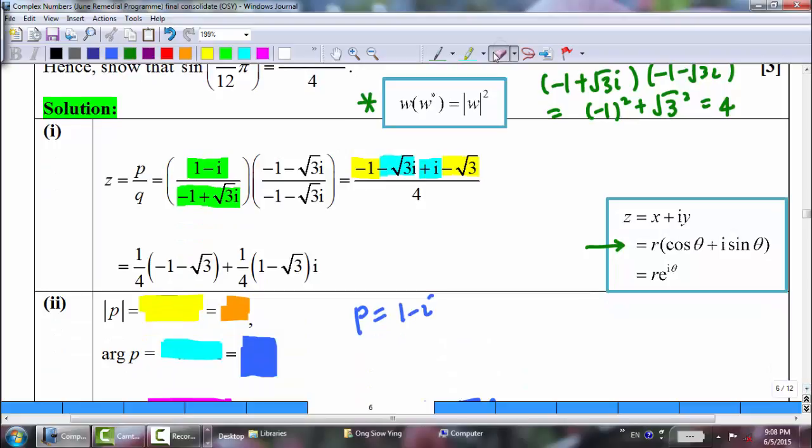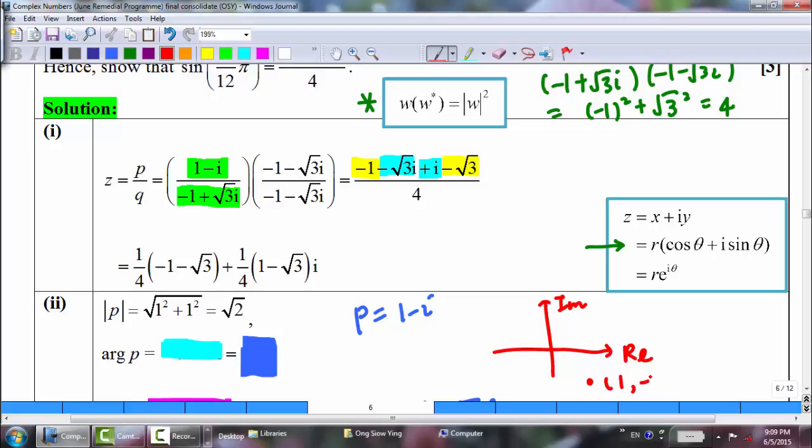By now you should know how to find the modulus and argument of a complex number. Modulus is quite easy, square root of x squared plus y squared. But for the argument, just recap again, this is very important: locate the point to know exactly where it is so that you can find the argument correctly. For example, in this case, your P is 1 minus i. The coordinates are 1, negative 1. X positive, y negative, so it's in the fourth quadrant. So this will be your complex number and therefore this is your argument.